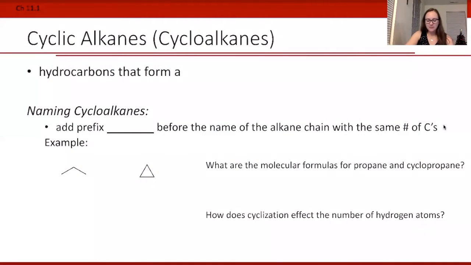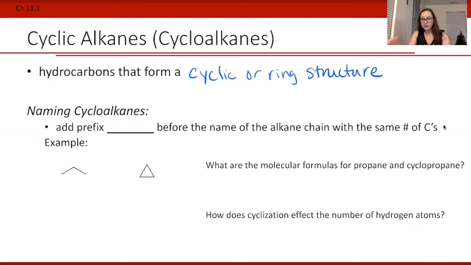Okay, guys, so our next topic is cycloalkanes, or cyclic alkanes, as you can call them either. These are hydrocarbons that form a cyclic or ring structure. In general, you take your same carbon chain, but now you connect the carbons so they make some kind of ring. In order to name cycloalkanes, we add the prefix cyclo before the name of the alkane chain with the same number of carbons.